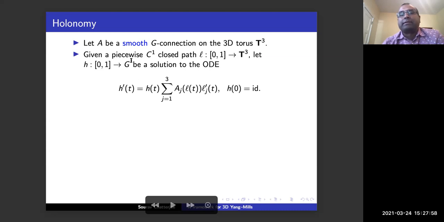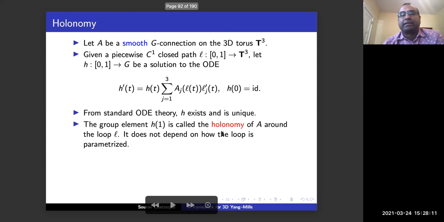H is a group-valued function, and H prime of t is H of t times this sum. H of 0 starts with the identity, so it's like an exponential. From standard ODE theory, given the smoothness of A, this H exists and is unique. This group element H1 is called the holonomy of A around this loop, and it does not depend on how the loop is parametrized.